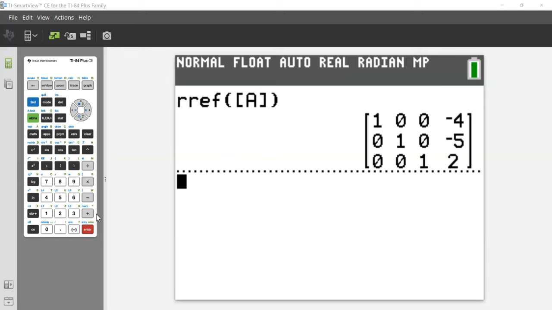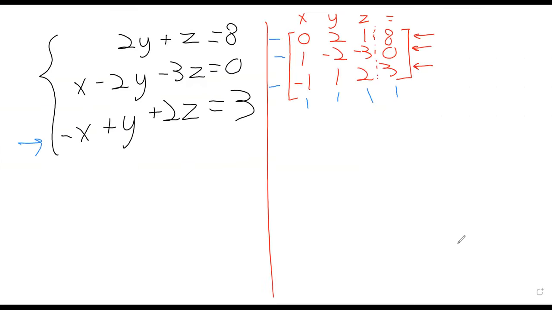And we get, I'm going to have to go back and forth, but that first row was 1, 0, 0, 4. 0, 1, 0, -5.